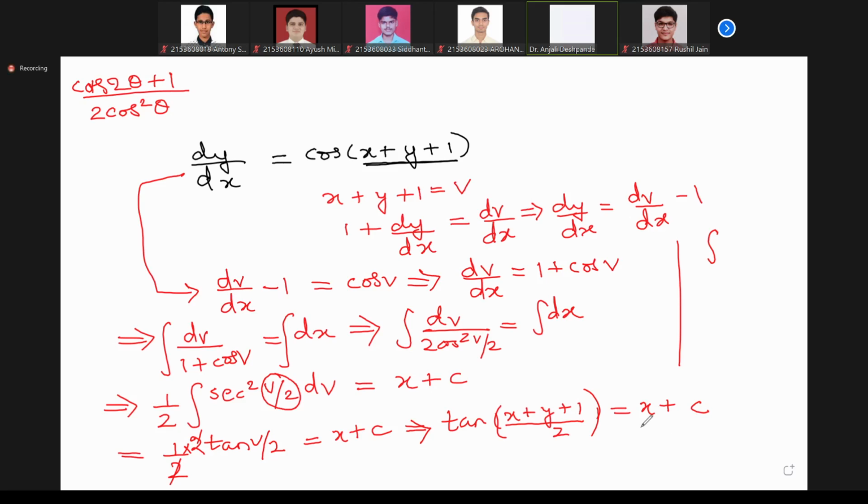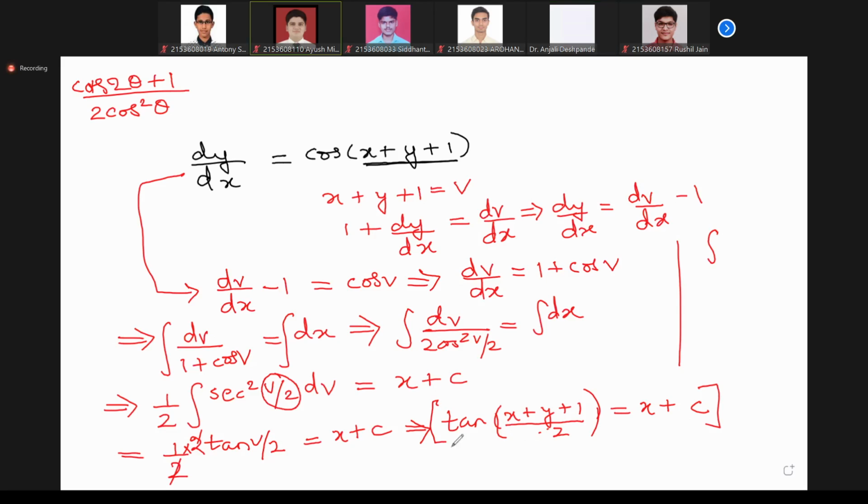If anybody wishes, then they can proceed ahead, but as such, you can stop over here. Proceed ahead means you can take this side, transfer: (x plus y plus 1) divided by 2 is equal to tan inverse of (x plus c). Then you are having x plus 1 plus y. So y is equal to, then take everything to the right hand side. Are you getting my point? Students, are you following what I'm saying?